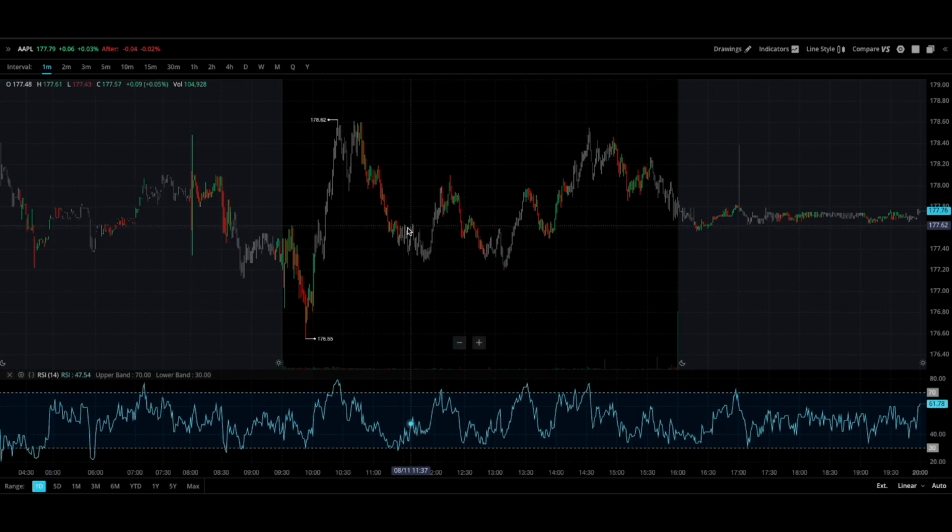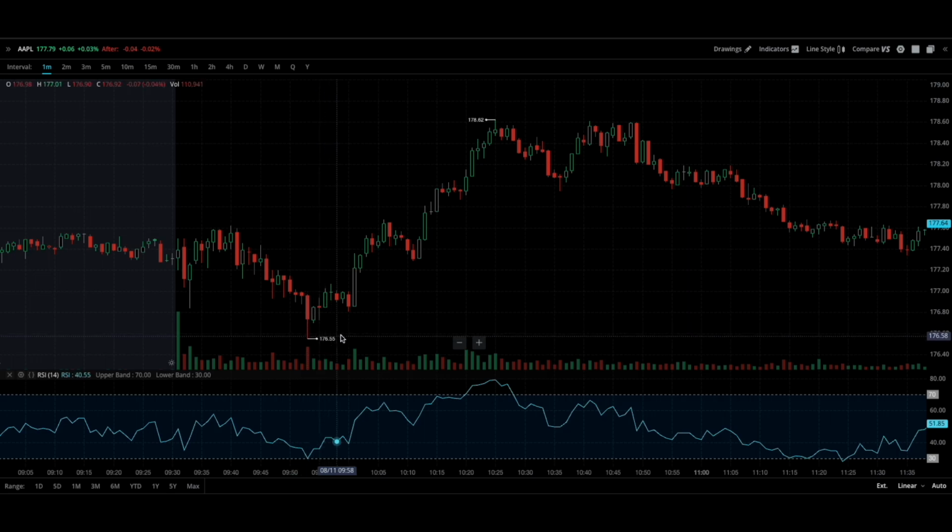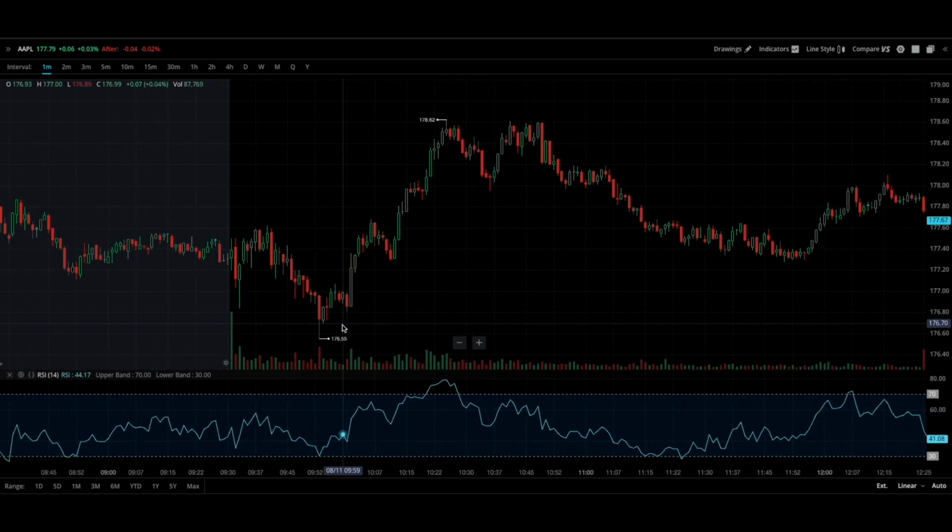So on the intraday, 176.55 is the low, and that is a new low that we have to be aware of that Apple created. But look at this supply zone right away, right from 176.55 up to 176.75, we bounced. So it's not over for Apple yet.